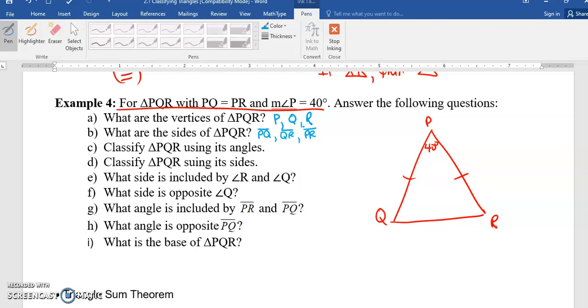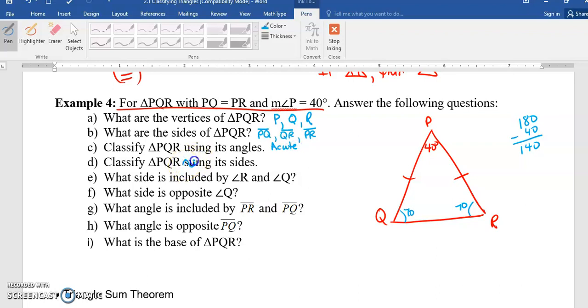Classify it using its angles. Well, I only have one angle measure there, but I do know that triangles have to add up to 180. So I've used up 40. And I also know that these two have to be the same if those two sides are the same. So that means they have to each be 70. Okay, so they are all less than 90, so this is an acute triangle.